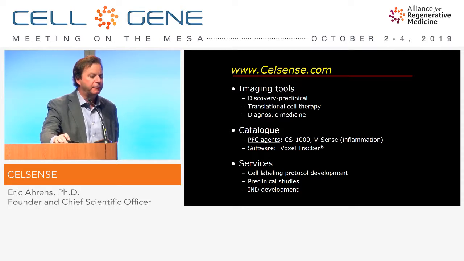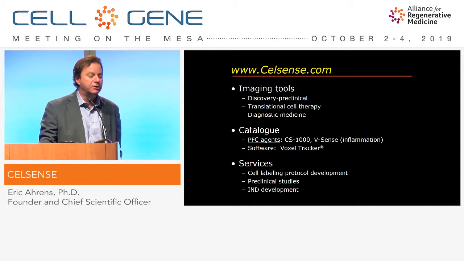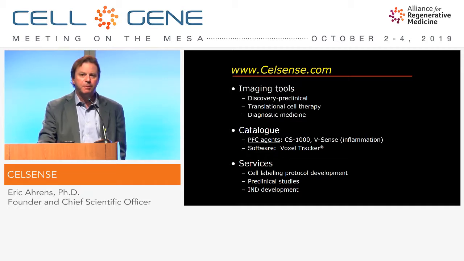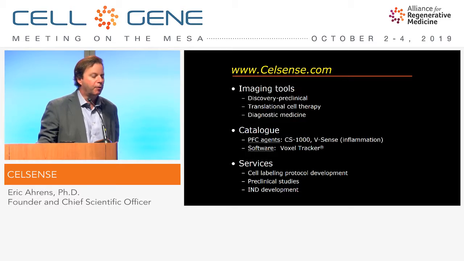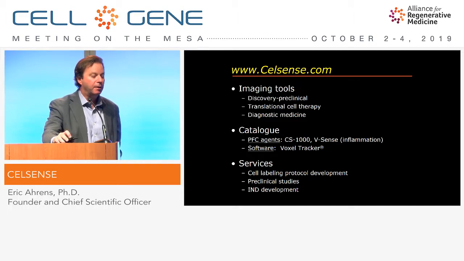Celsense, the company, generally delivers imaging tools for discovery and preclinical market, translational cell therapy, and diagnostic medicine. They have a catalog of perfluorocarbon agents, the CS1000 agent that is suitable for clinical trial use. We also have a product line called VSense, which is for inflammation and macrophage detection in a broad range of inflammatory diseases. We also have developed a software product called Voxel Tracker to amalgamate the fluorine and proton images and to quantitate the amount of cells in regions of interest and the uncertainty associated with that number. They also provide services in cell labeling, protocol development, preclinical studies, and IND development.